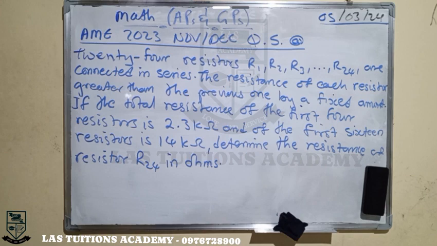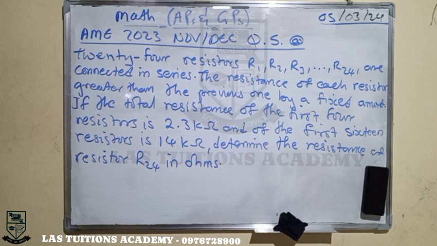I think it's a GP. Why do you say it's a GP? Because the difference between the progression is not an AP. What do you mean it's not an AP? Sorry, the first resistors have 2.3 kilo amps, and then the others go to 14 kilo amps. So the sequence in which they're progressing.